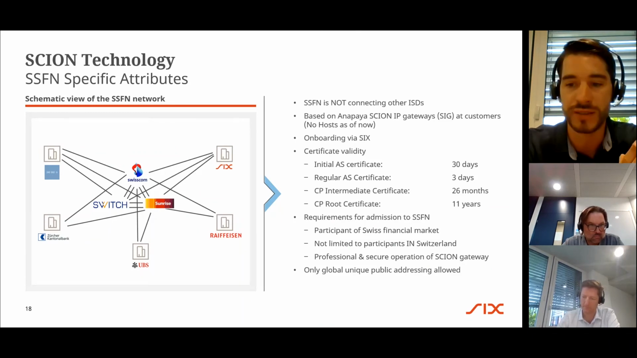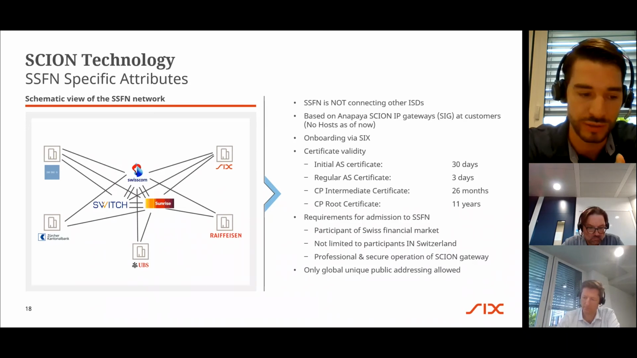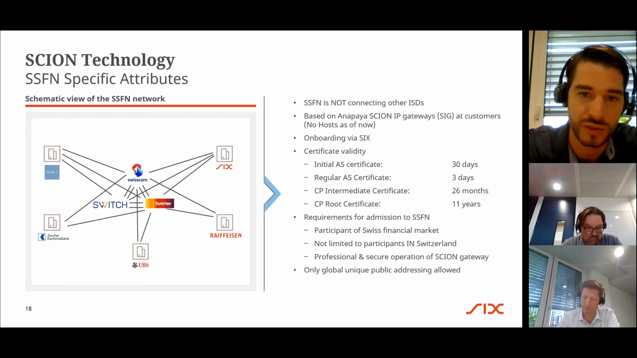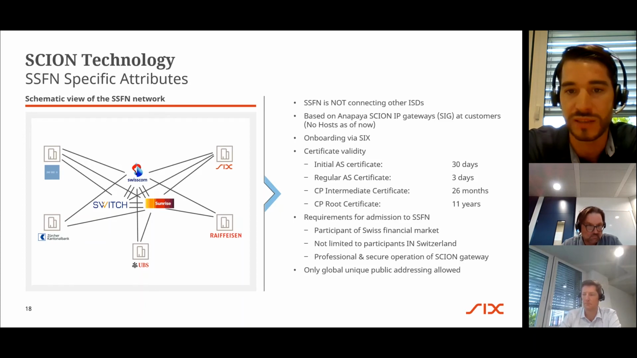Of course, that implies there is an automated way to renew those certificates, and that's part of the solution also that is offered from Anapaya. So don't worry, nobody has to change certificates every day. However, the small period of validity allows to react very fast and establish security in a way that it's not worth to try and spoof any certificates or steal any certificates and stuff like that, because they will be invalidated in a very short time.